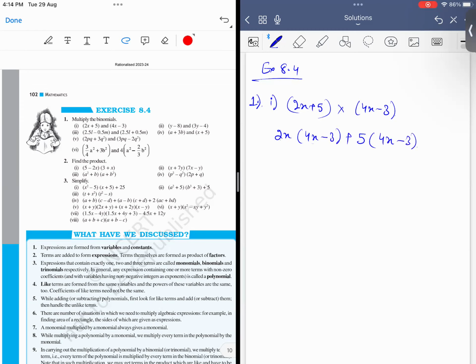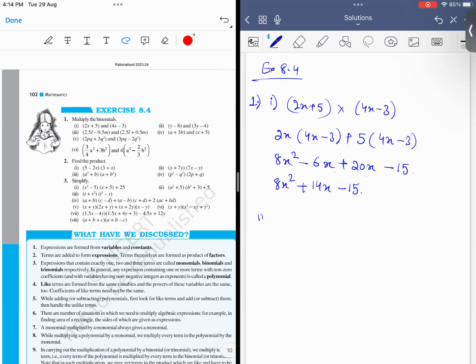So now open it. 2x into 4x is 8x square minus 6x and plus 20x minus 15. So just look for the like terms. So 8x square, minus 6x plus 20x is plus 14x, and minus 15. So this is how we do it.